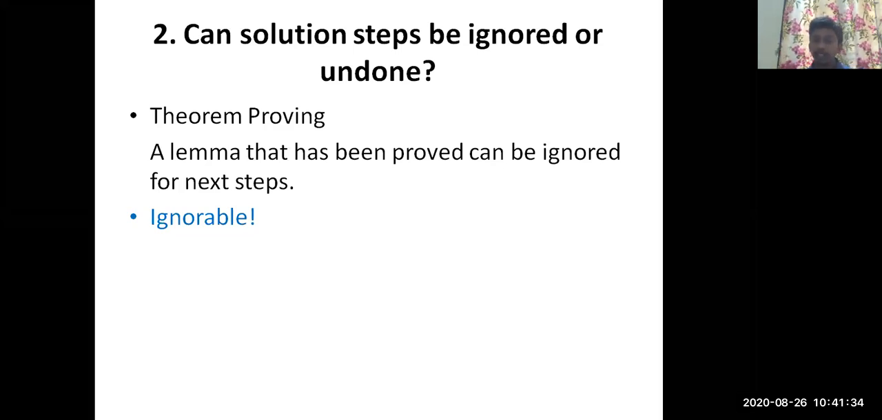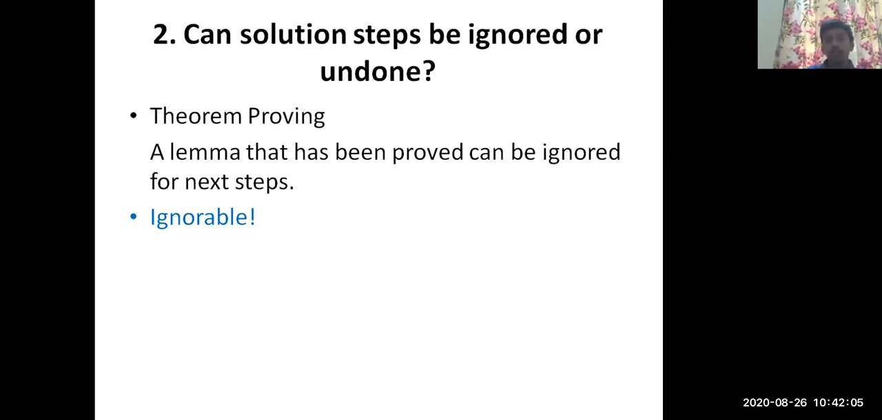For example, in theorem proving, a lemma that has been proved can be ignored for the next steps, because that is a standard proof which is already available. We need not reinvent the wheel. We can just follow that, ignore it, and go on to the next steps. If you just sit on that, it will be a waste of time. Whenever you are applying some logic to your problem, you need to look into these things. You need to ignore some things and move forward, then only will the solution be feasible. Or else, if you stick to that, it will lead to a lot of misconceptions, and you may not get a proper solution. This is the second point you need to look into for problem solving.